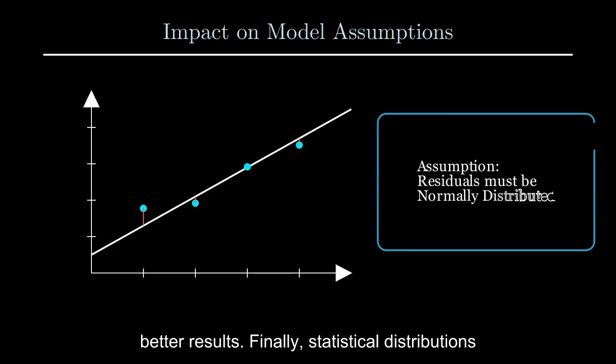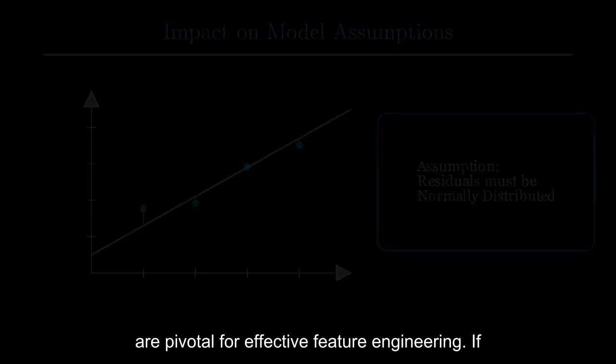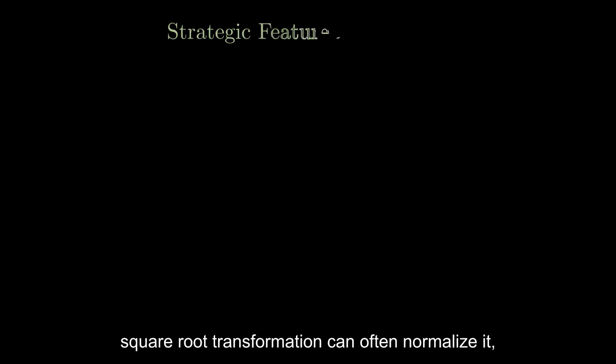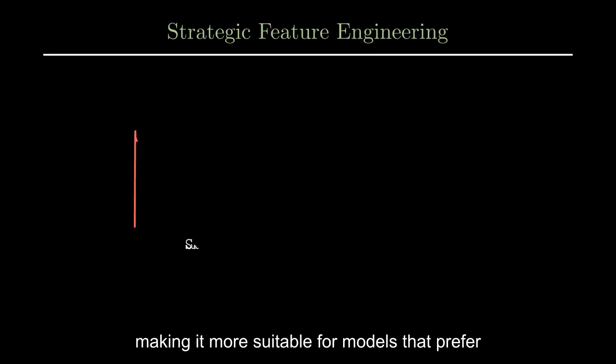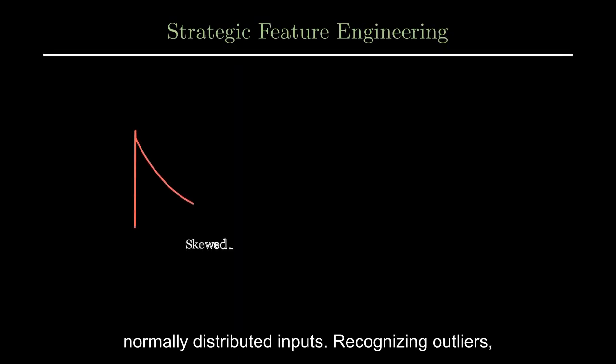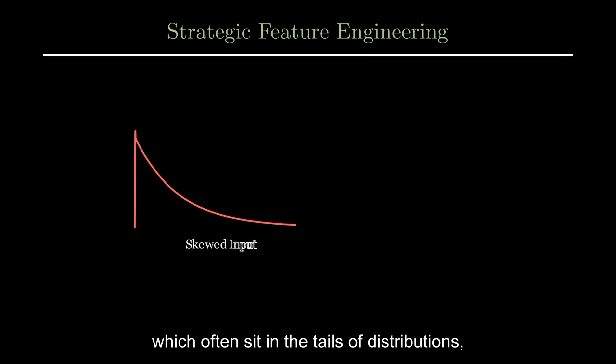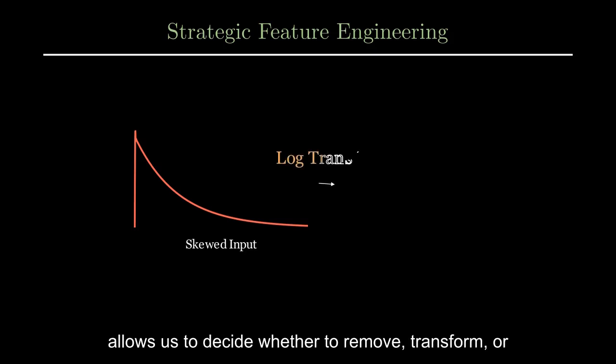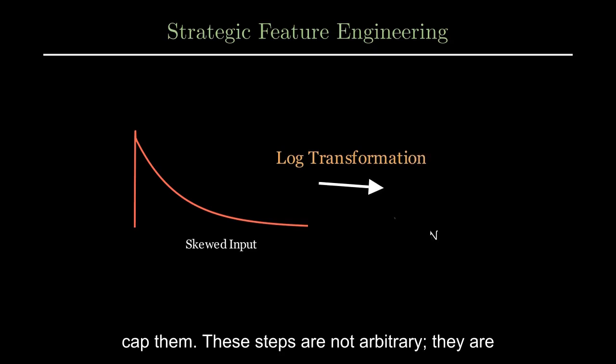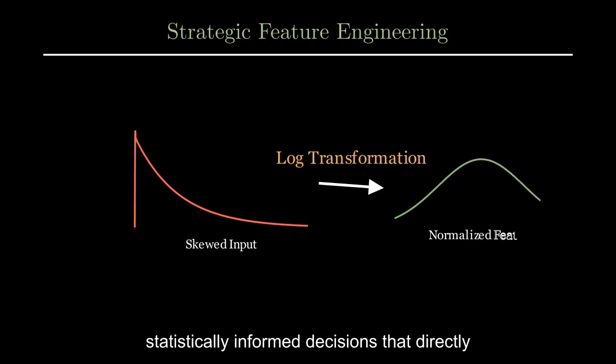Finally, statistical distributions are pivotal for effective feature engineering. If your data is heavily skewed, a log transformation or square root transformation can often normalize it, making it more suitable for models that prefer normally distributed inputs. Recognizing outliers, which often sit in the tails of distributions, allows us to decide whether to remove, transform, or cap them. These steps are not arbitrary. They are statistically informed decisions that directly enhance model performance.